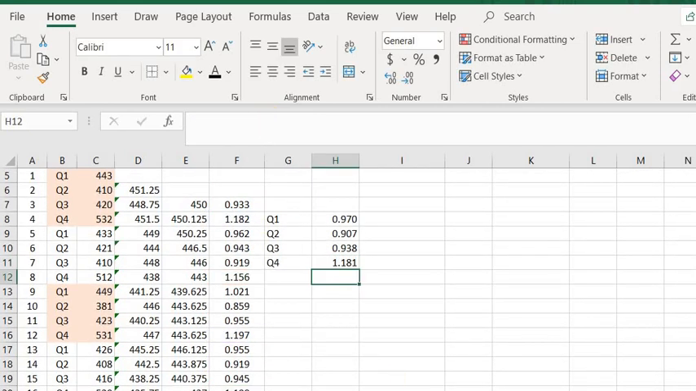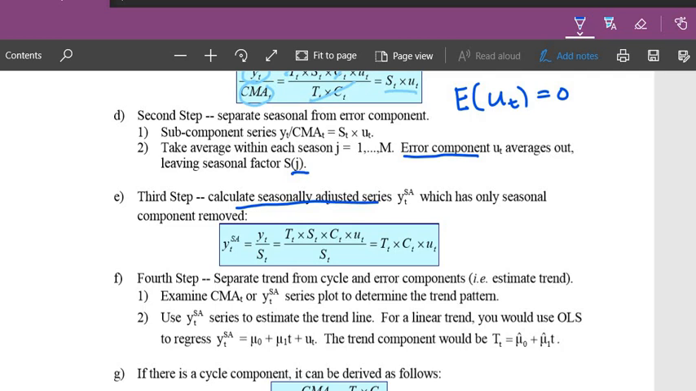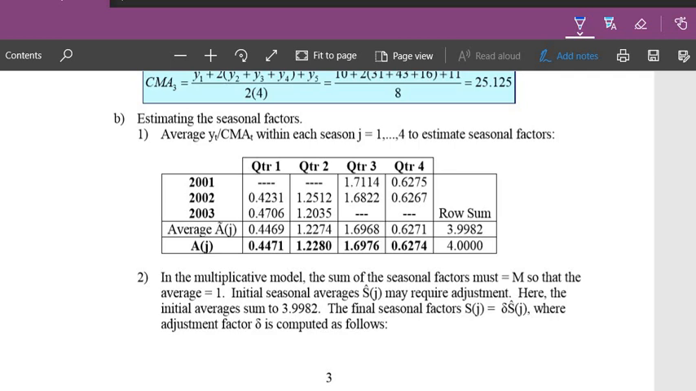Next step, we have to calculate the seasonally adjusted series, denoted by Yt SA. For the multiplicative model, the summation of the seasonal factors must equal M, which is the seasonality, in this example M equals 4. So the summation must be equal to 4. We have to check, and if it is not equal to 4, then we need to adjust it. That's why we call it seasonally adjusted. So the final seasonal factor will be Sj. We compute this adjustment factor, or AF.